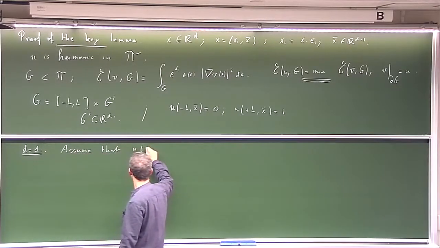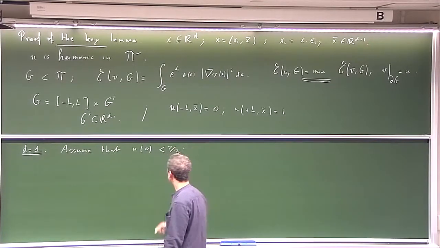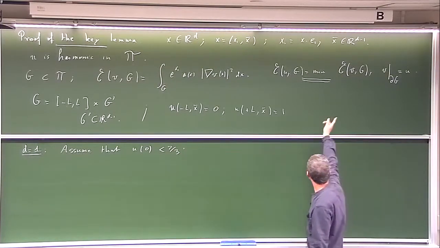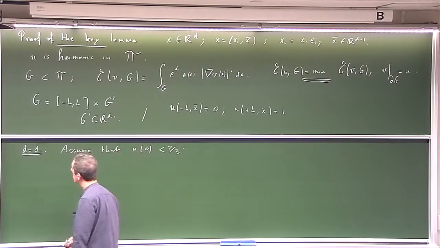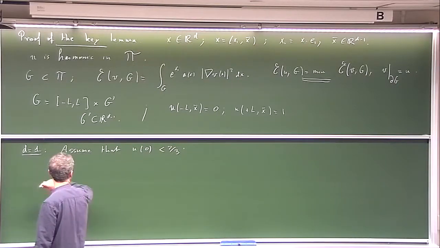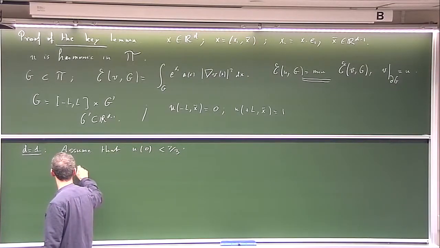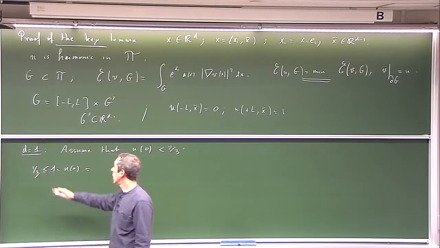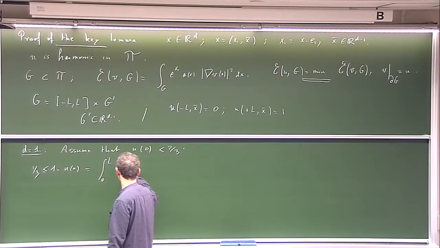So assume that U of 0 is less than 2/3. So we get some contradiction when L is large enough by looking at this formula over there. First, the energy of U cannot be too small because we can write that. So look at 1 minus U of 0. U of 0 is less than 2/3, so this is more than 1/3. Now this is the value at L of U. So this is the integral from 0 to L of U prime of x1 dx1.